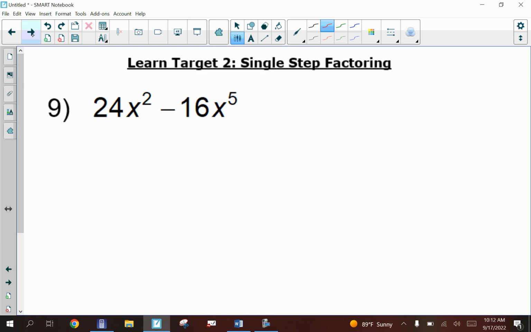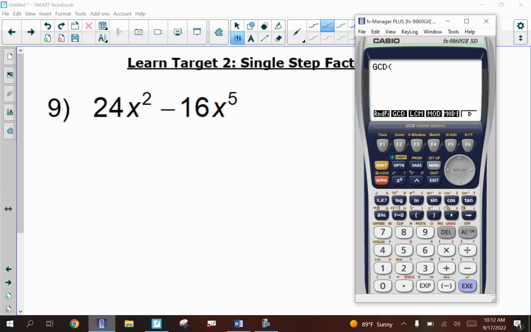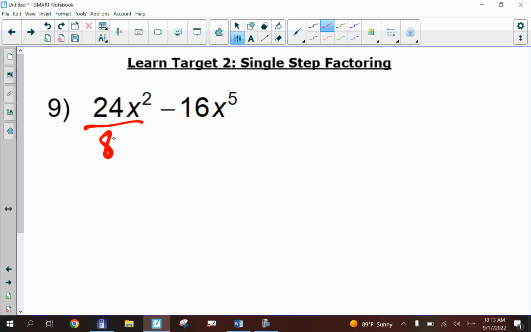So here's our first question. This one has two terms, so I should probably check to see if it has a GCF. So I'll check GCF between 24 and 16, and we don't have to put the minus in there. So the GCF between 24 and 16 is going to be 8, so we should be able to take out an 8. Now you should also notice that each term has x's in it. So anytime they all have x's, you take out the lowest exponent. It's going to be x squared for that. So I'm going to go ahead and put an x squared at the bottom as well.